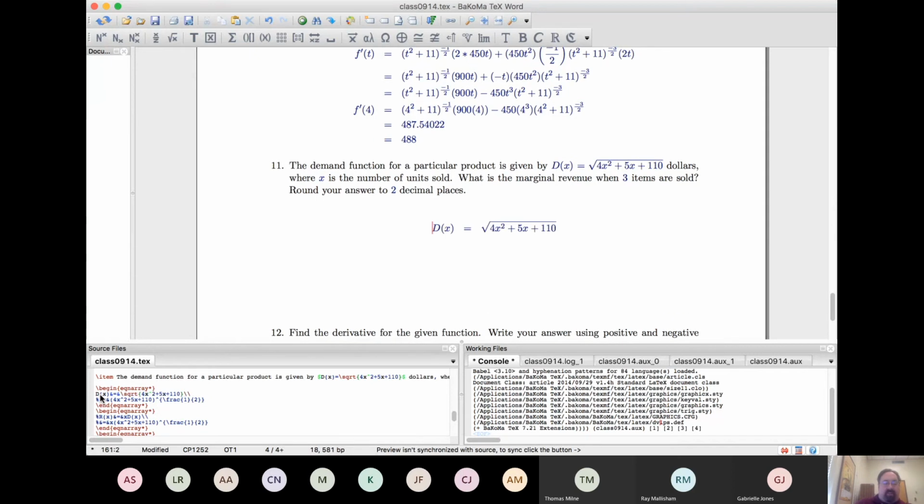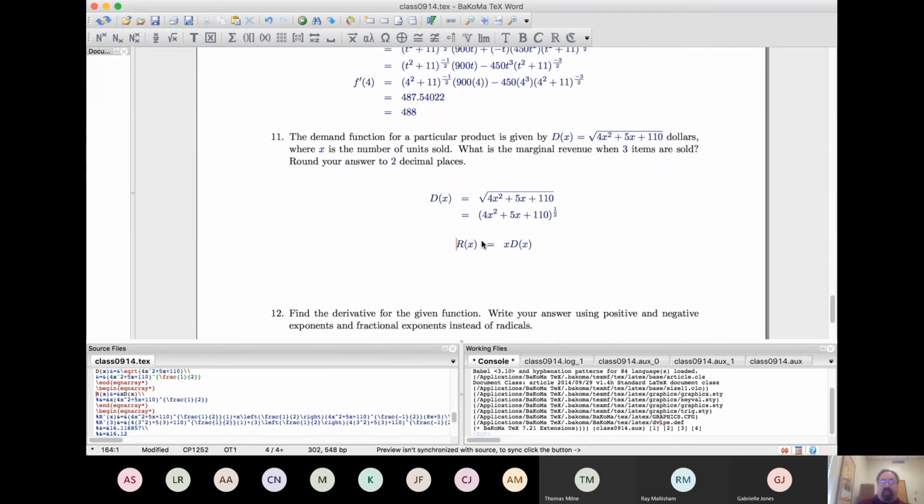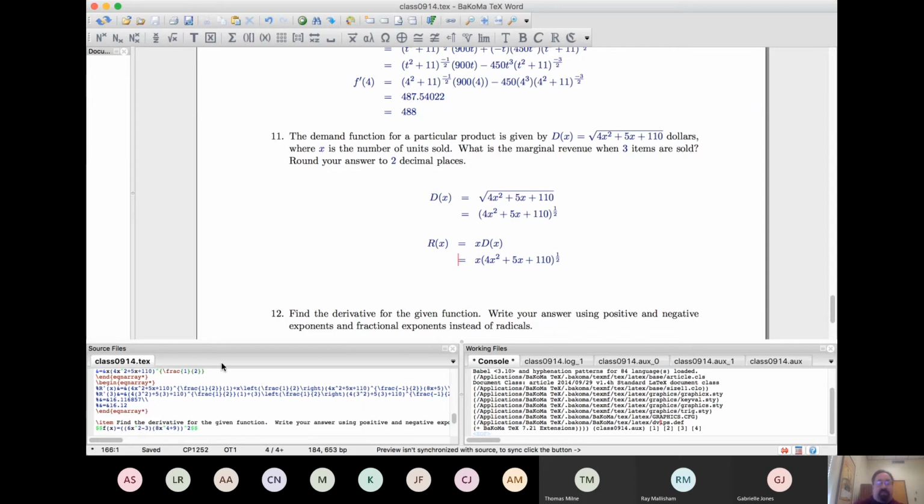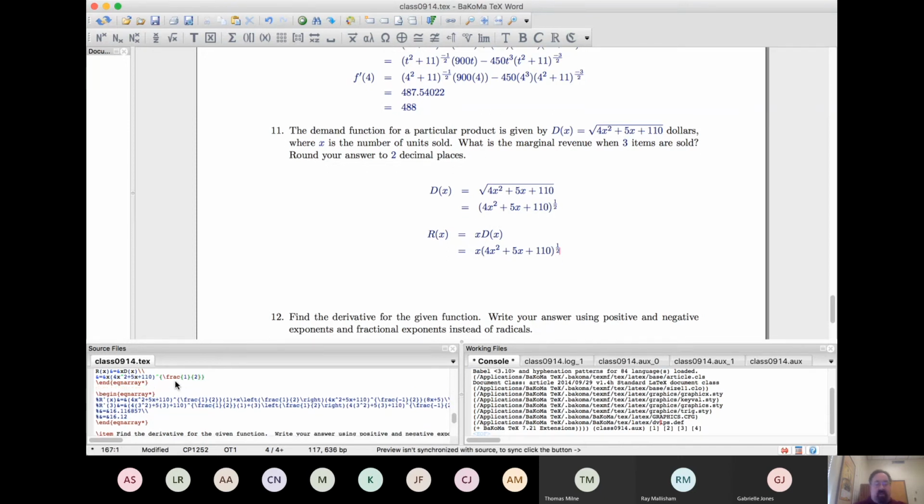Okay, so d of x is first rewritten in this form. So to get to marginal revenue, we need the revenue. So that's x times d of x. So that's what our revenue function is. So marginal revenue would be the derivative of revenue. But here we have x times all of this raised to the 1/2. Once again, this calls for the product rule.